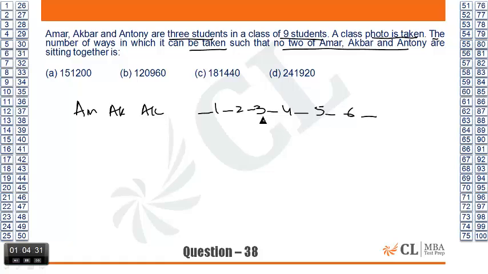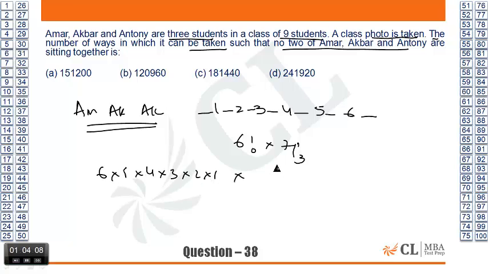So I can arrange the 6 people in 6 factorial ways. For these 3 guys, there are 7 positions, I guess. 1, 2, 3, 4, 5, 6, 7. So 7P3. Let's figure out the unit digit. 6 into 5 into 4 into 3 into 2 into 1 times 7 into 6 into 5. So 2 fives, 4, 2, 0. Okay.